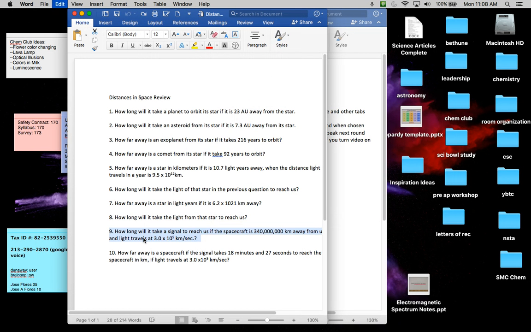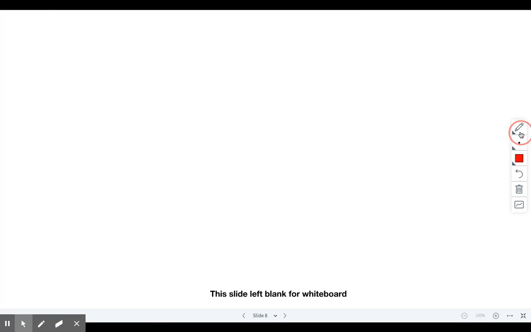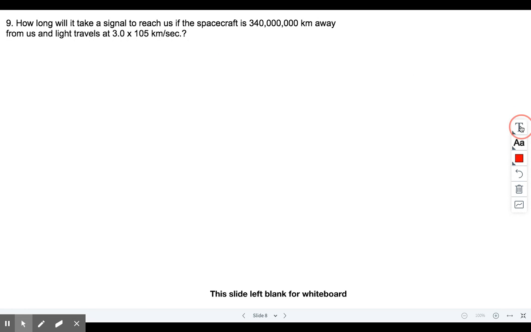Two more questions. How long will it take a signal to reach us if the spacecraft is 340 million kilometers away from us, and light travels at 3.5 times 10 to the 5th kilometers a second? So last time we were dealing in years. Now we're dealing with something in our own solar system, and we want to know how long that signal is going to take. So back to our distance, speed, time.